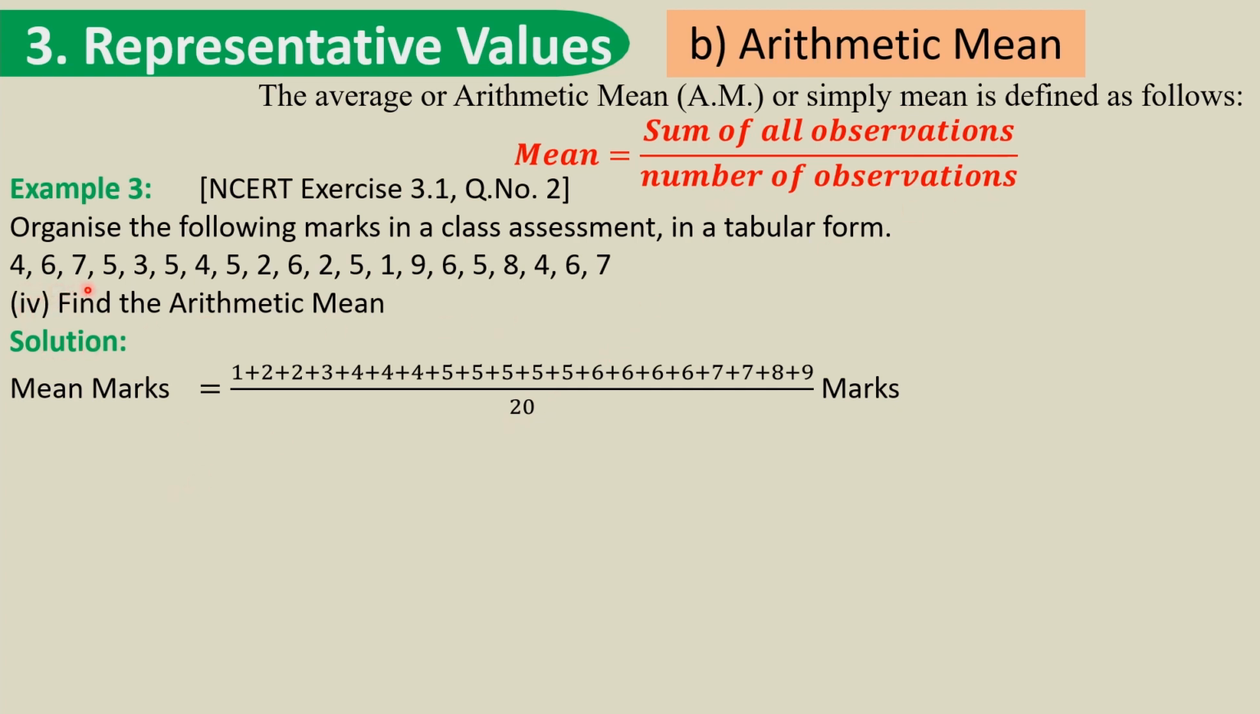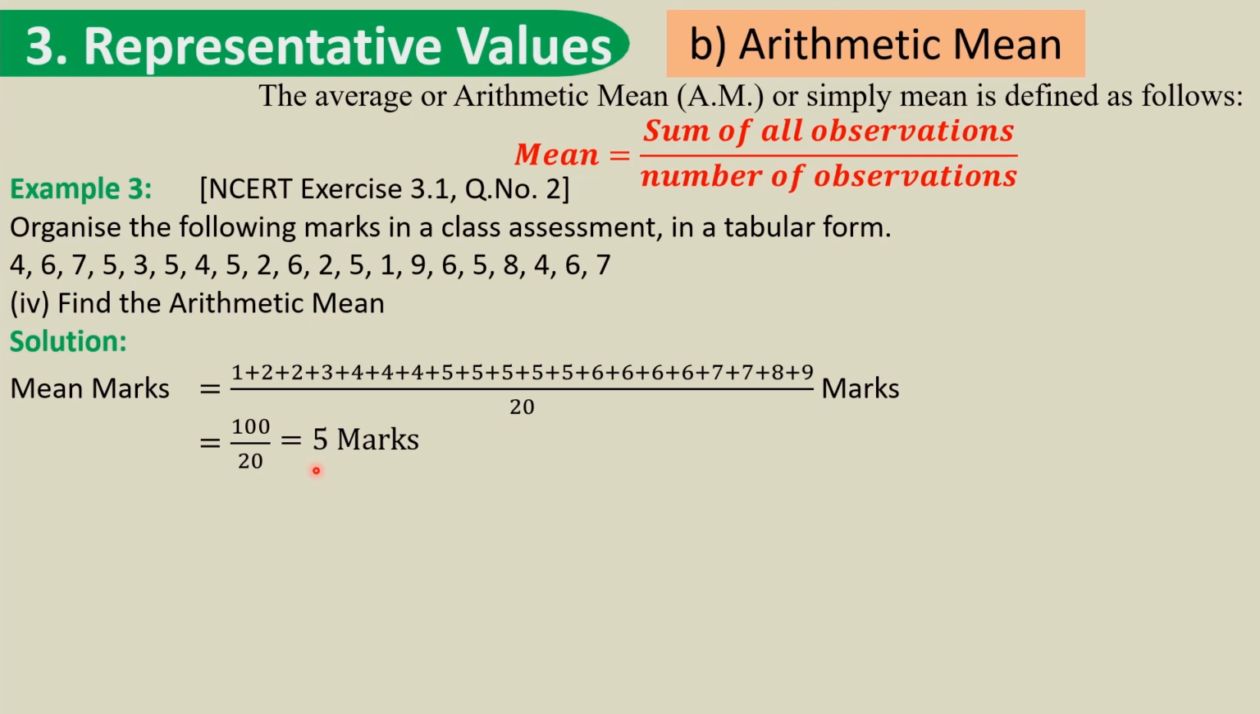Counting: 1, 2, 3, up to 20. So sum of all the values divided by the number of values. That is the meaning of observations. The sum is equal to 100. When you add these numbers, you can add by yourself. I'm not going to do that calculation. When you add all these numbers, you will get the sum as 100. The denominator stays the same. 100 divided by 20 is equal to 5. So 5 marks, that is the average mark.